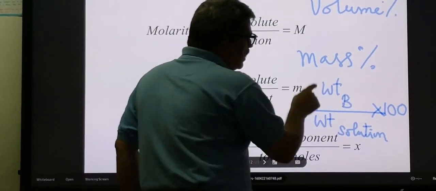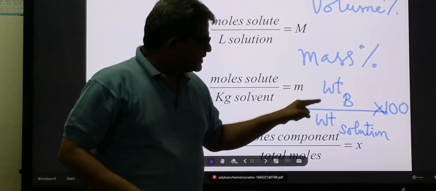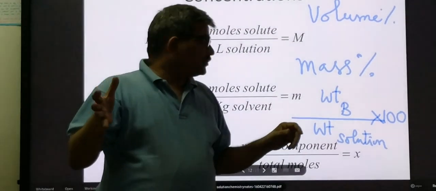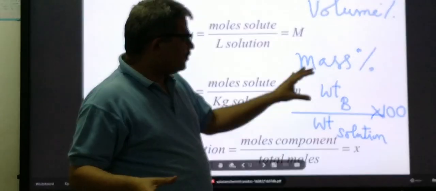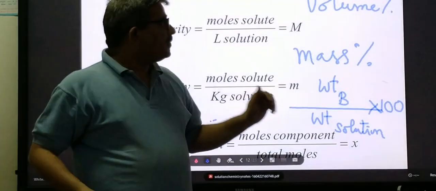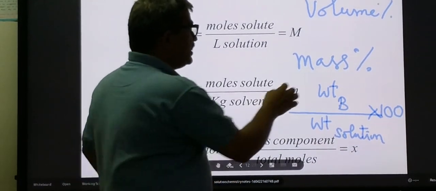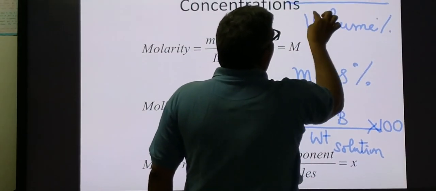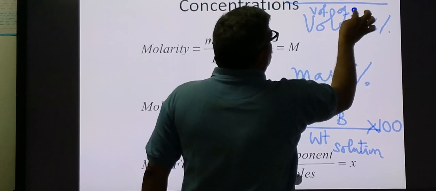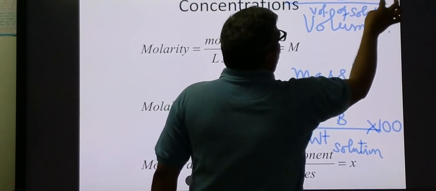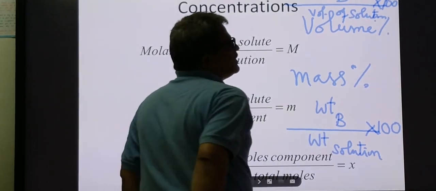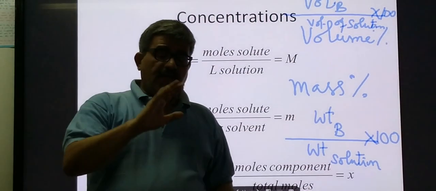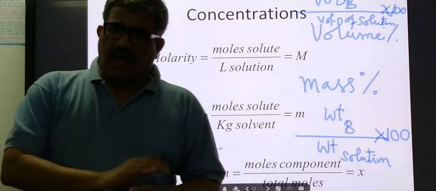Here, mass percentage, so mass is expressed or the weight is expressed. Alright? And in physics, if you see mass and weight, they say it as different, but here I am using it as a common term. Now, volume percentage means it is volume of B divided by volume of solution into 100. This is volume percentage.